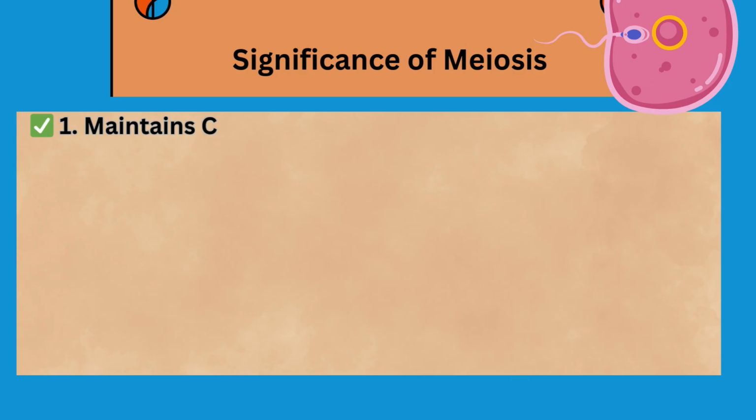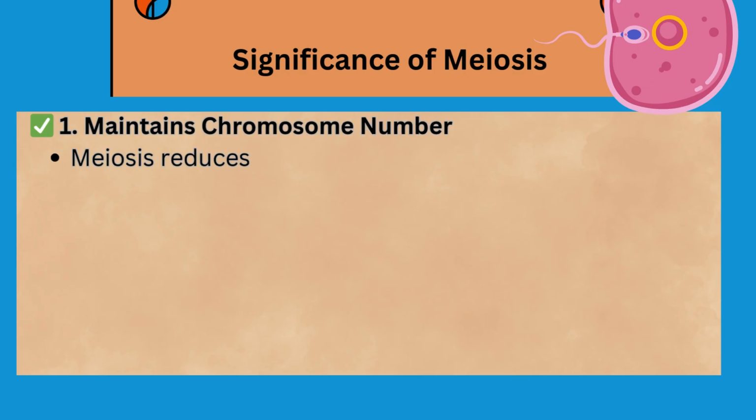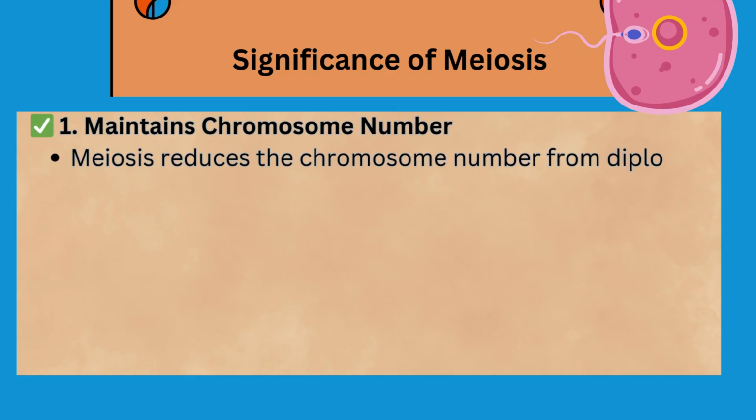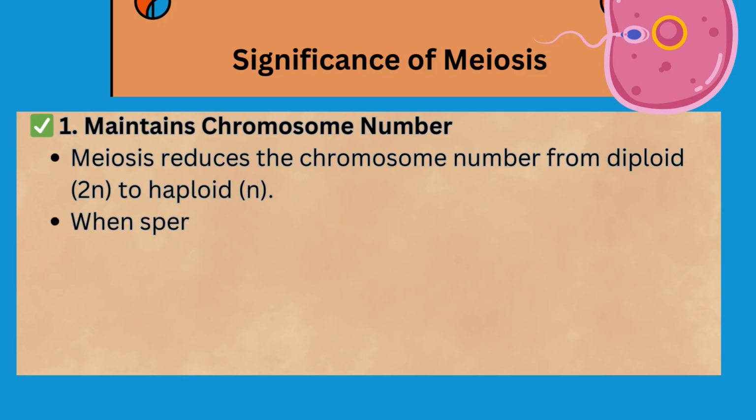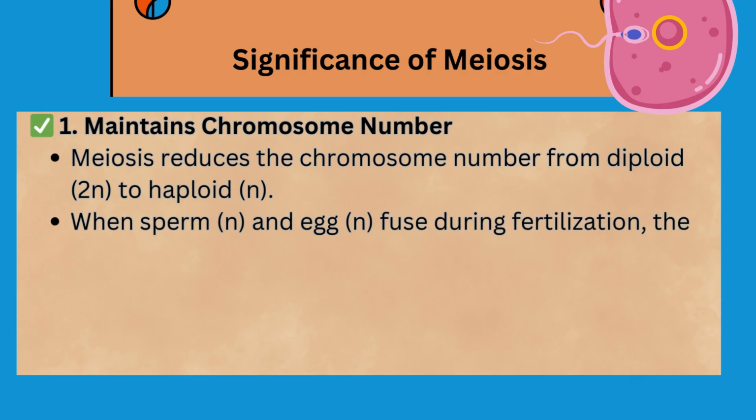Let's have a look at the significance of meiosis. Meiosis helps in the maintenance of chromosome number. During the life cycle of sexually reproducing organisms, diploid germ cells undergo meiosis to produce haploid daughter cells, which act as gametes. Fusion of such haploid gametes thus maintains the chromosome number specific for each species.